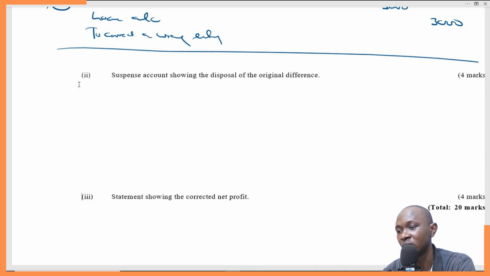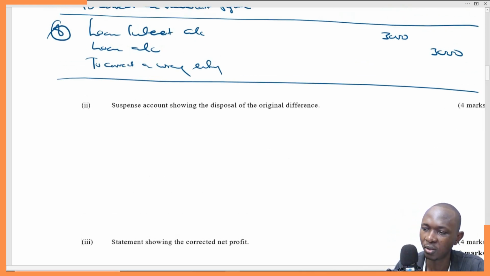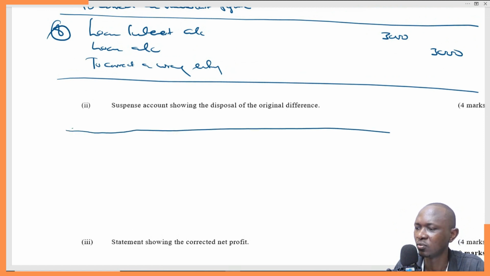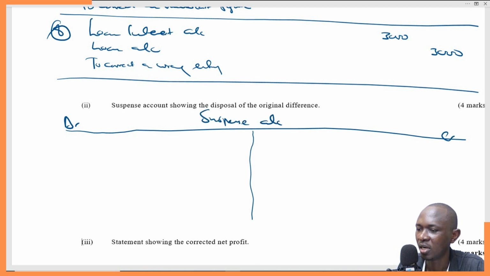Suspense account showing the disposal of the original difference. Now what was the original difference? That's what we were talking about. We don't know the original difference. The question has not been good enough to tell us the original difference. So suspense account. Normally we'll start with the balance carried down, whichever side. It could be on the debit side or the credit side, we don't know.